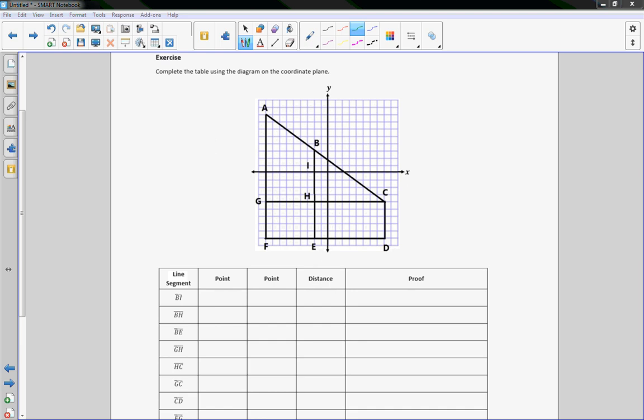Okay, so this is the exercise on what we just did. So now it's your turn to give it a shot. Fill in this table, pause the video, come back and see if what I filled in is the same as what you got.